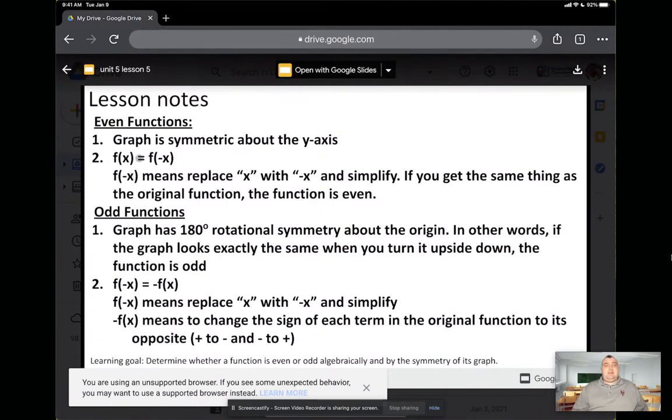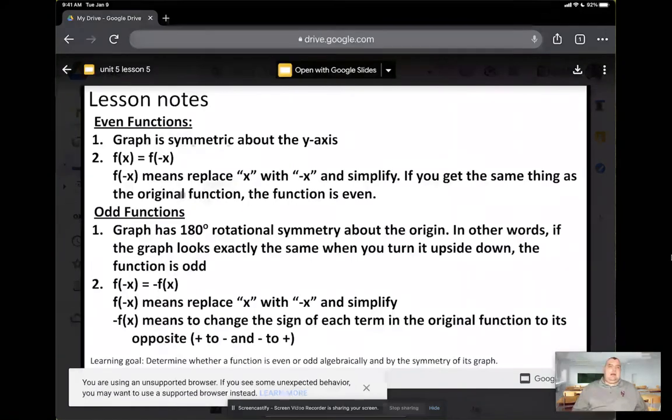So in an even function, f of x, which is your original function, is going to be equal to f of negative x. So what does that mean? F of negative x literally means to replace x with negative x. So that means to plug into the function, but instead of plugging in a number, you're going to plug in negative x. So it means replace x with negative x and then simplify. If you get the same thing as the original function, the function is even.